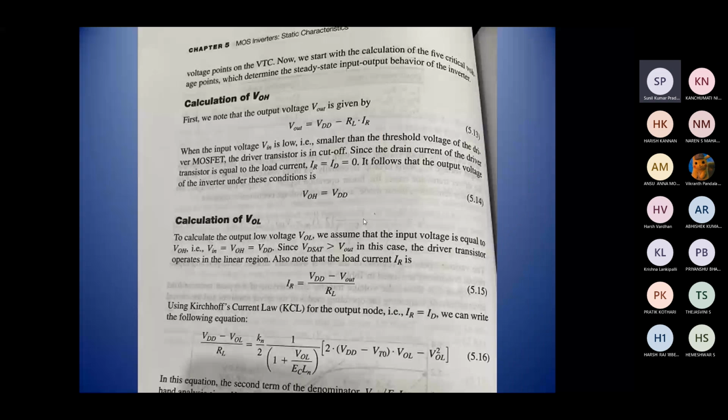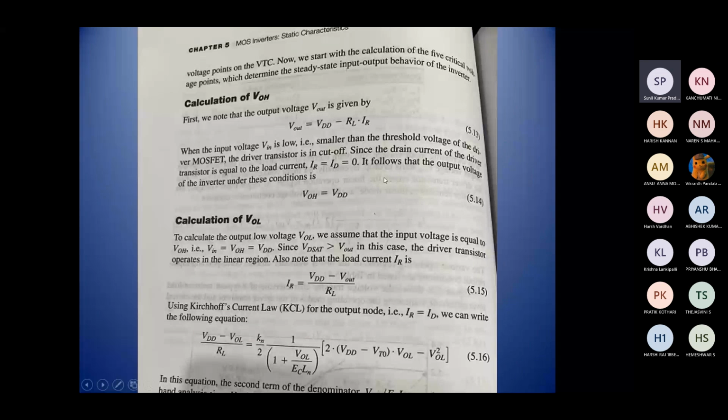So when our input voltage is low, that is, smaller than the threshold voltage of the driver MOSFET, then the driver transistor is cut off. So it is the cut off region. It is very obvious that when the input voltage is low, smaller than the threshold voltage of the driver MOSFET, the driver transistor is in the cut off region. Since the drain current of the driver transistor is equal to the load current, the current flowing through the load and the drain is equal to zero.